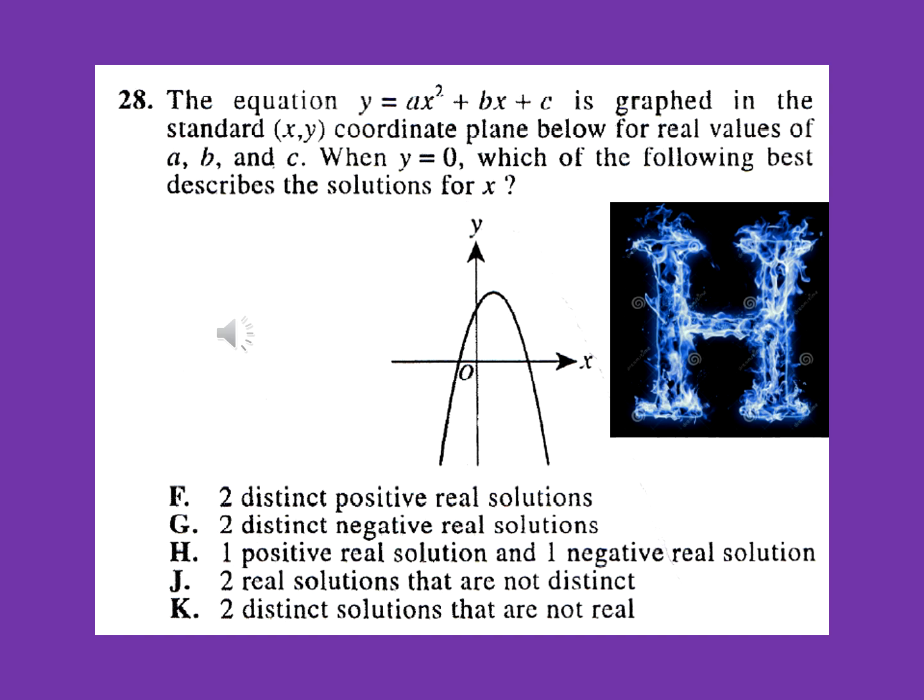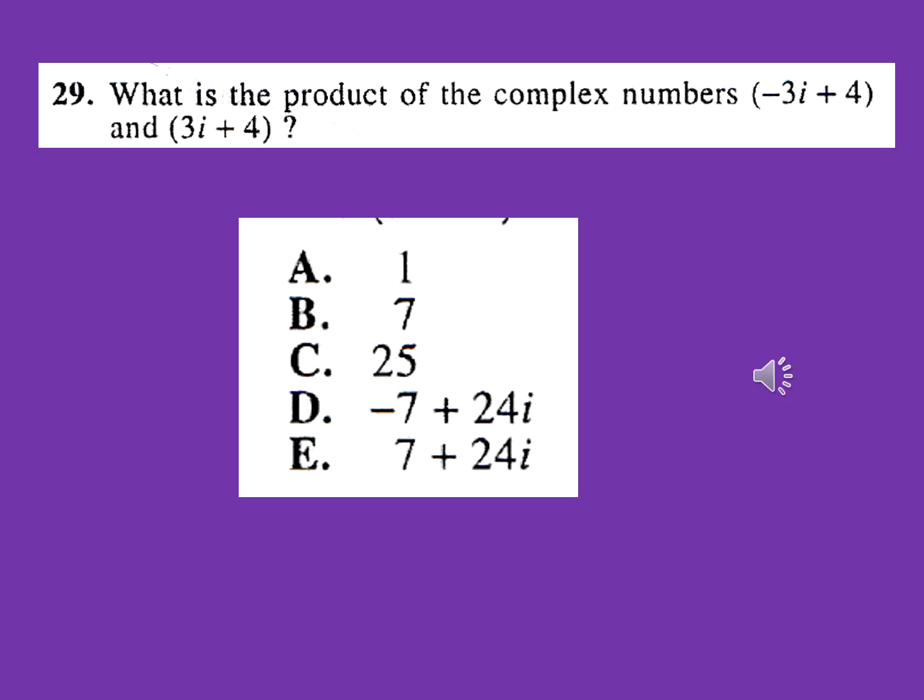And two real solutions that are not distinct, that actually doesn't really make any sense, because if they were not distinct, they'd be the same and there'd just be one answer. But here the answer is indeed going to be H, one negative on the left, one positive on the right. So having just talked about non-real solutions, we have a question that deals with non-real or complex numbers here.